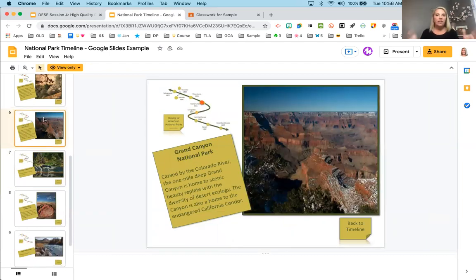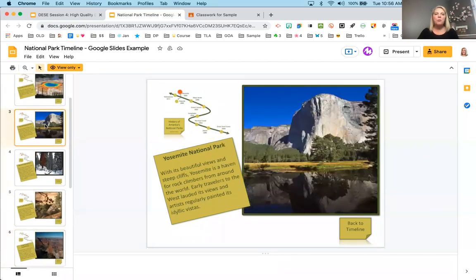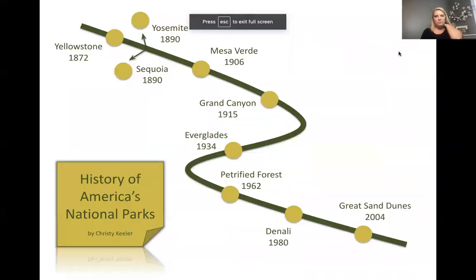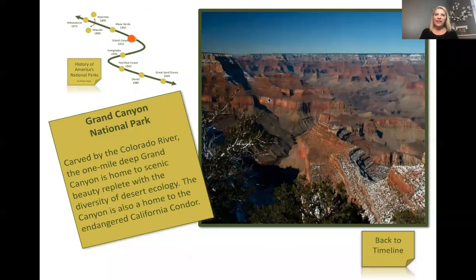Now, I wouldn't necessarily put them all in at the same time. This might be a neat thing where they're working at different times on this, just for the logistics of Google Slides. But what's cool is, let's just take a look at what this might look like. So if we were up in present mode, and we come down and we click on the Grand Canyon, it takes us to our Grand Canyon.